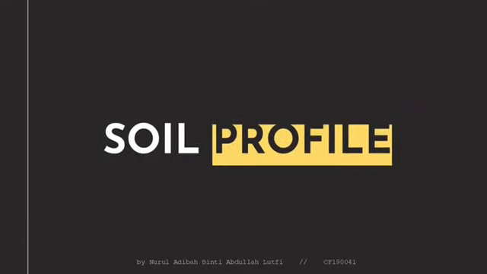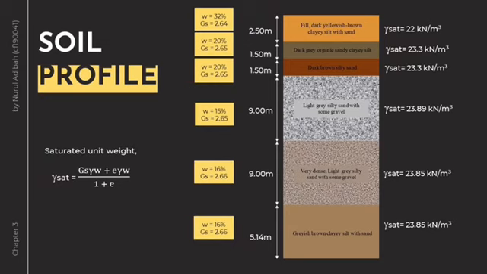Hi and Assalamualaikum. My name is Nurul Adiba binti Abdullah Lutfi and my matric number is CF190041. In this part, I'll be explaining about the soil profile of our project area. Here is the soil profile of our project. As you can see, the first soil from the top is dark yellowish brown clay silt with sand fills for about 2.50 meters, followed by 1.50 meters of dark grey organic sandy clay silt and dark brown silty sand.